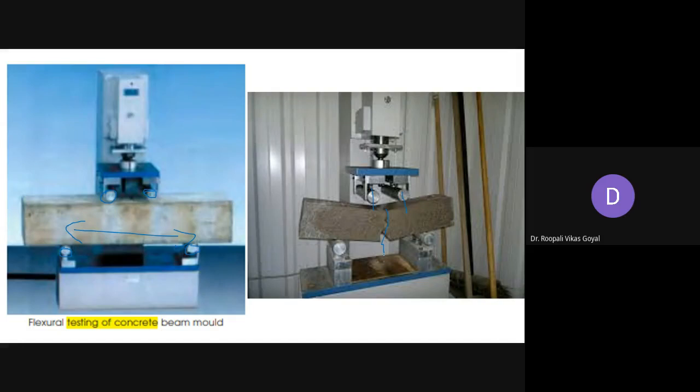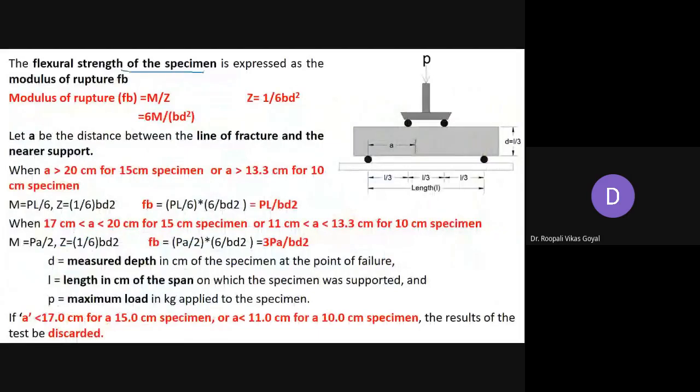Okay, so this flexural strength of the specimen, as I told you, it is expressed in terms of modulus of rupture. So now what is this modulus of rupture? So this is the formula for finding out the modulus of rupture, which is equivalent to flexural strength of concrete. तो ये जो modulus of rupture है वो ही आपकी flexural strength है. Okay, so it is M by Z. So this sectional modulus, it is I by y. Okay, and that is already you are knowing Z is 1/6 bd square.